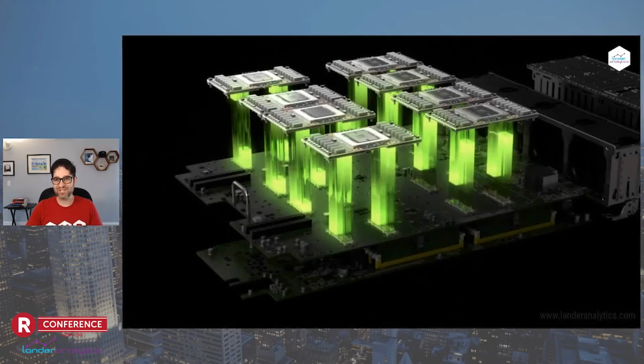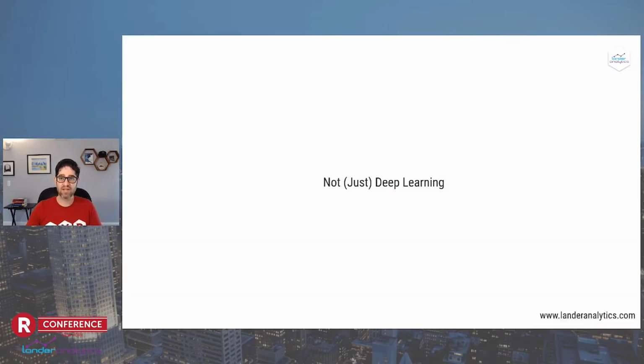We're going to talk about GPU for scientific computing, particularly stats and machine learning. So when I say that, I don't mean just deep learning. There's many other things besides deep learning we could use the GPU for. And we're going to dive into many of those things we can do.